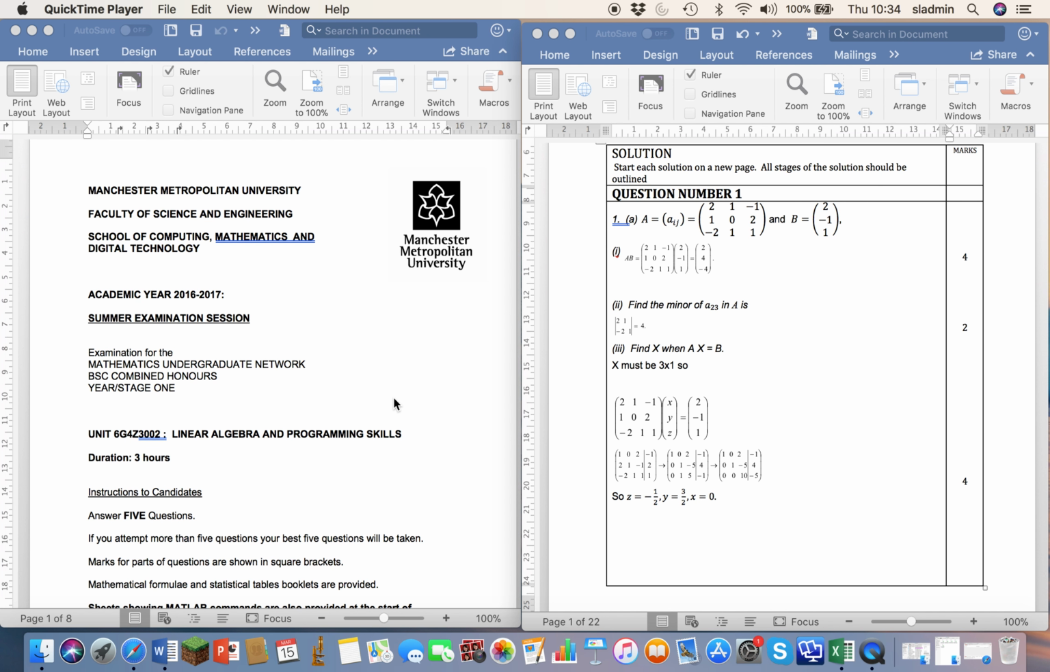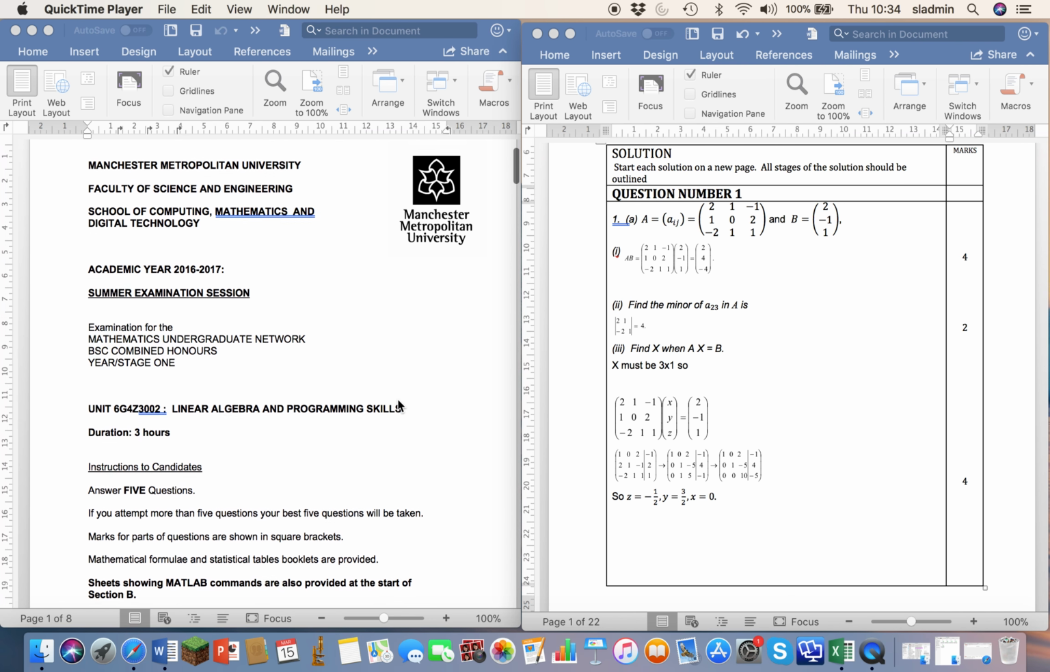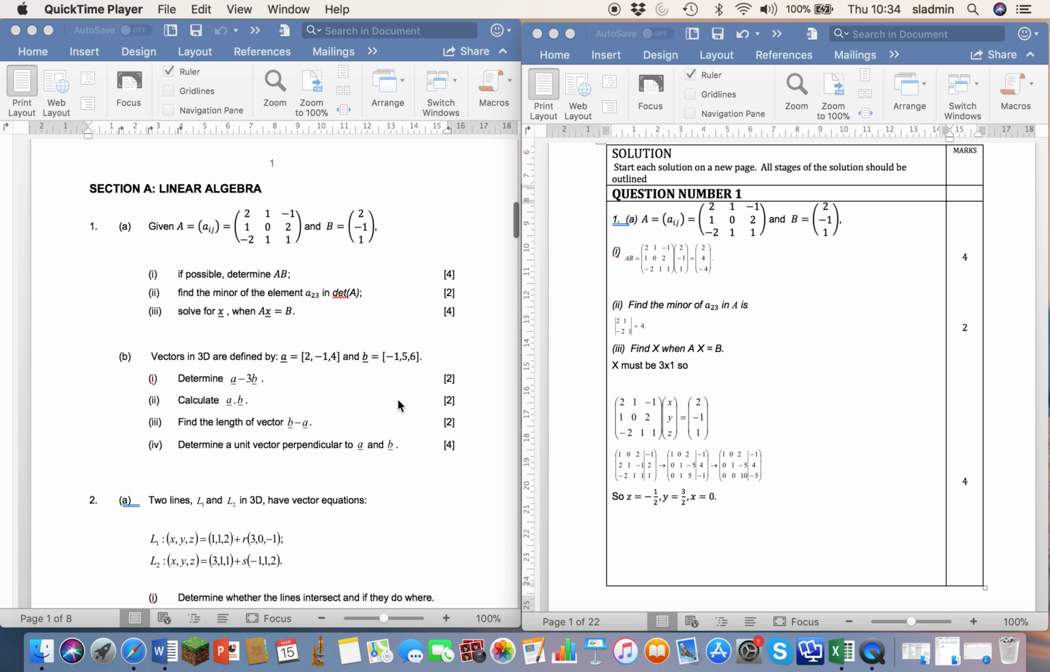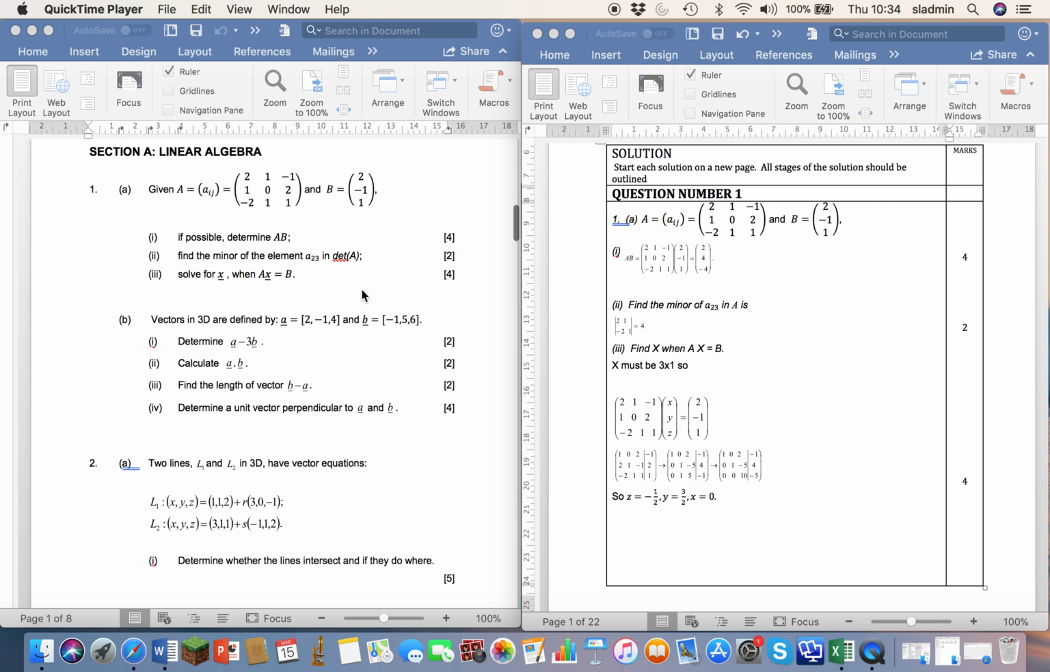These are the solutions to the summer exam from 2017 for linear algebra. So we're going to start with question number 1. Part A is to do with matrices and part B is to do with vectors. So for part A, we need to determine A times B if possible.